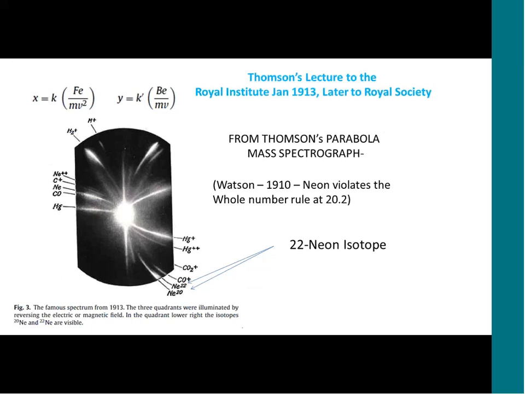And in fact, in 1910, another fellow named Watson had determined the molecular weight of neon, and he stated, hey, this violates the whole number rule. Its molecular weight is 20.2. It's not 20. And of course, that's because he was measuring the average of that blend of neon-20 and neon-22. So it all fits together very neatly.